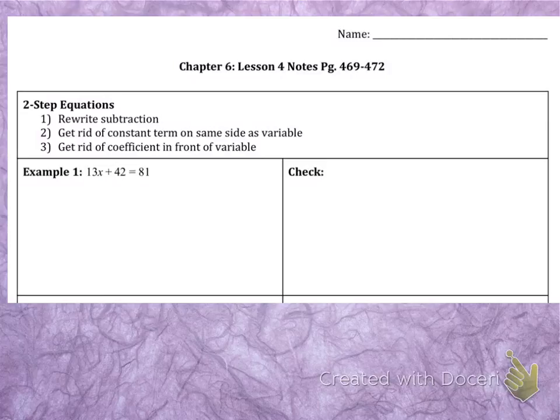Notice that we are going to look at two-step equations today, and there's a couple steps that I want you to follow. The first step being to rewrite any subtraction if you have it. Step 2, you're going to get rid of the constant term that is on the same side as the variable. And that is the same as our one-step equation process. Step 3 is really the new process where we're going to get rid of a coefficient in front of the variable. Let's take a look at example 1.